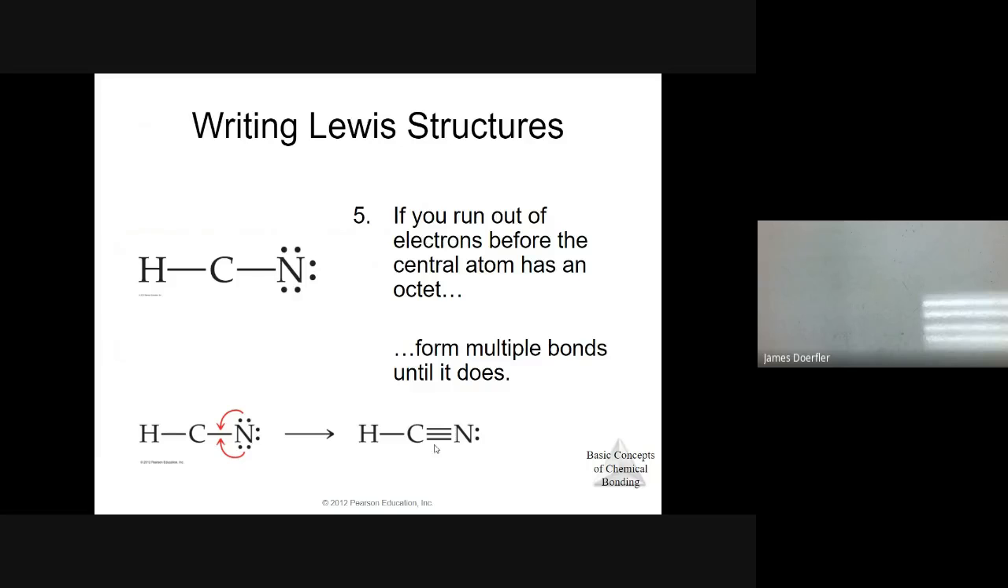Okay? And then once we do that, we take a step back and we see that everybody still has a full octet now. So that's why you take a step back after step 4. You count and see, does everybody have an octet, especially the central atom? If not, we have to look at making multiple bonds.